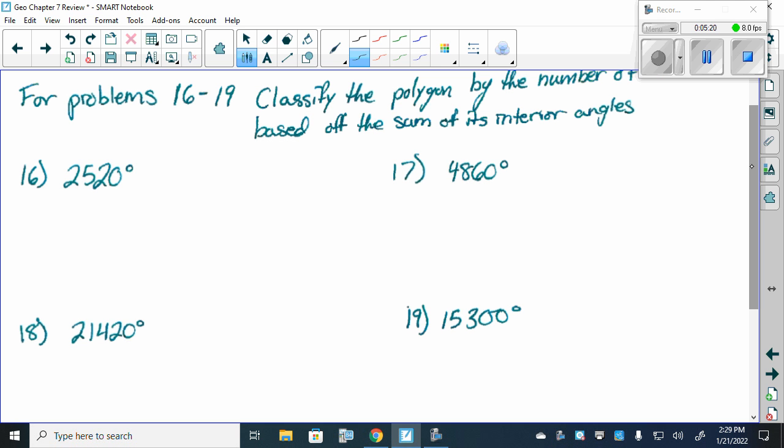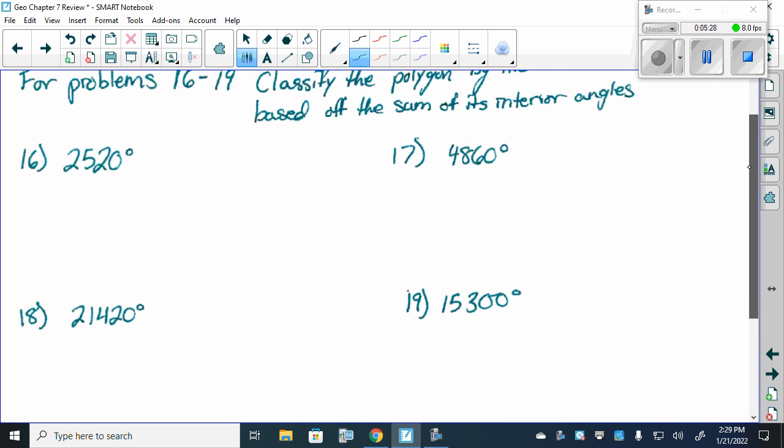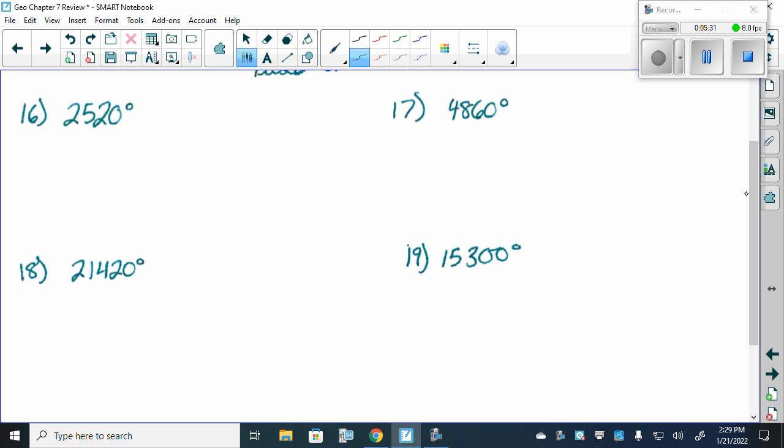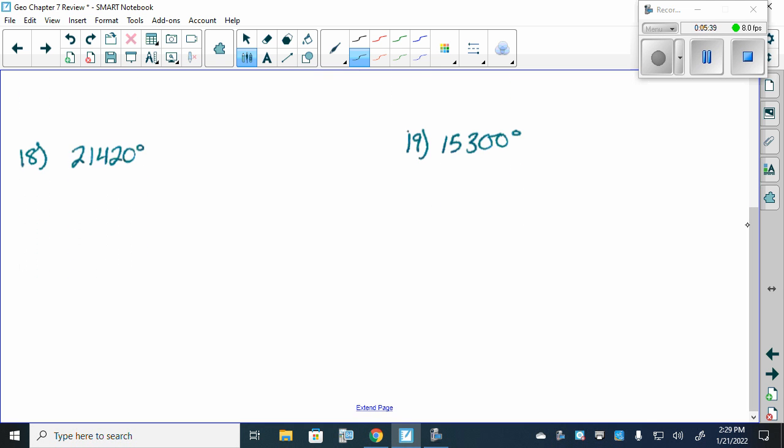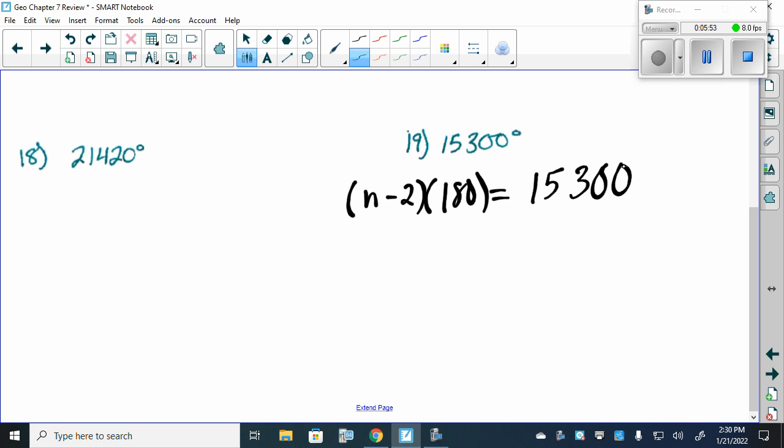Sixteen through 19 is classifying the polygon by the number of sides based off the sum of its interior angles. Is there one of these four that y'all want to look at in particular? 19? Okay, 17 and 19 will work out the exact same. Now, n minus 2 times 180 gives us the sum of the interior angles. Now, for 19, it told us that the sum of the interior angles is 15,300. So we'll set it equal to our n minus 2 times 180 and solve for the value of n.